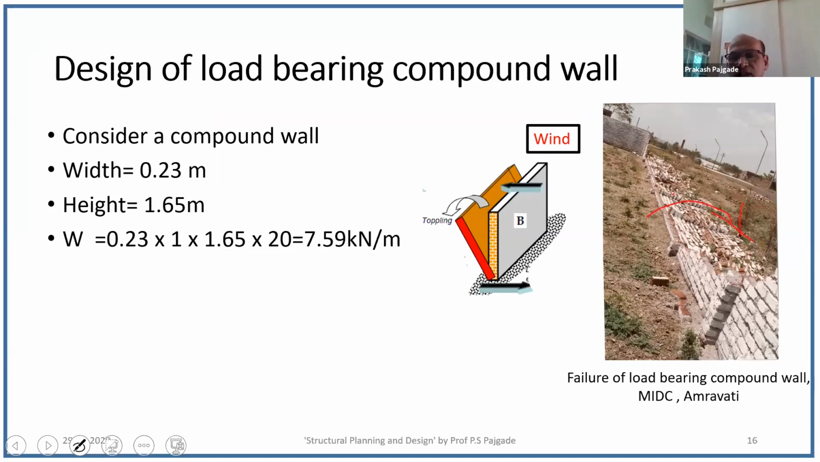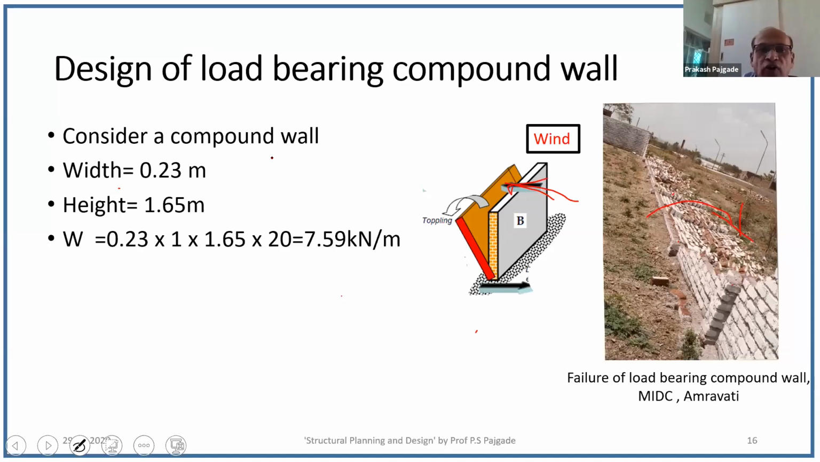Now let's try to understand stability for the compound wall. This is the compound wall, and it is subjected to wind load. So the width of the wall is 0.23.